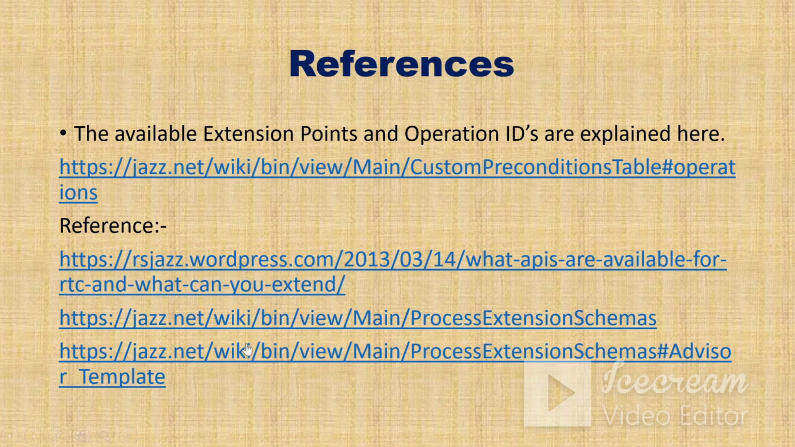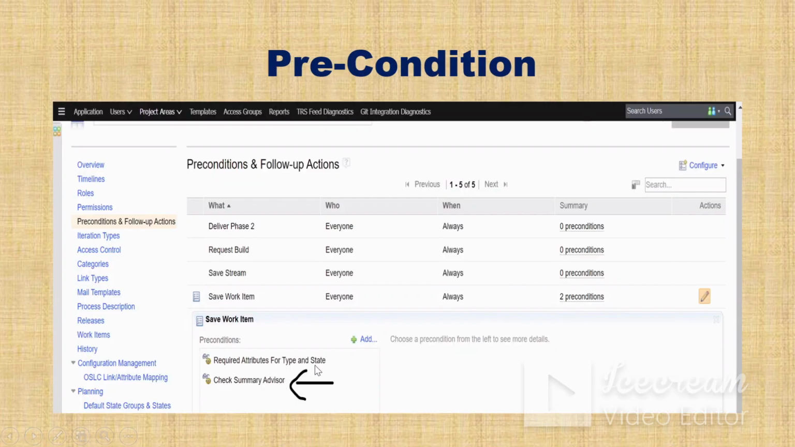These are references for what API is available in RTC and what you can extend. So I have referred to this only. And the below two are for process extension schemas, which we actually need to use for the advisor plugin. So this is preconditions.